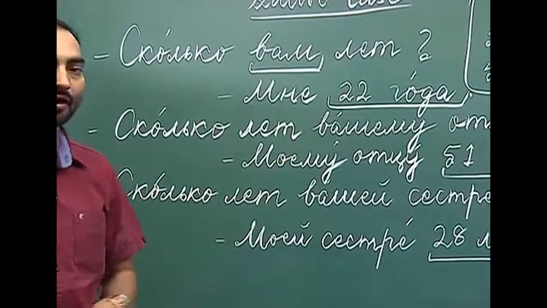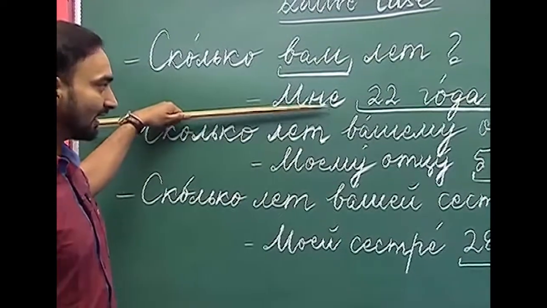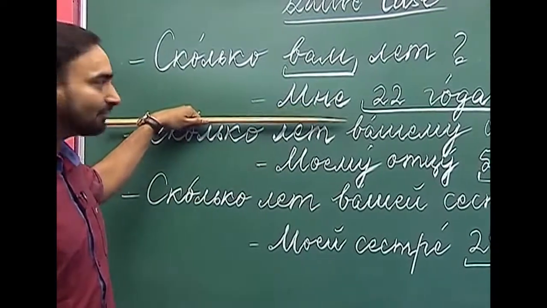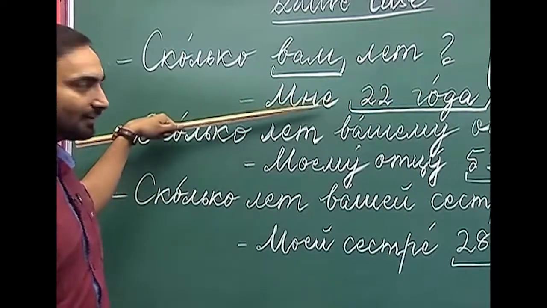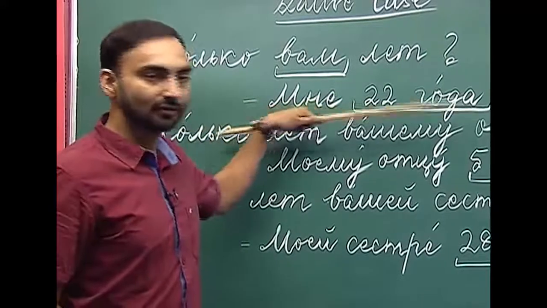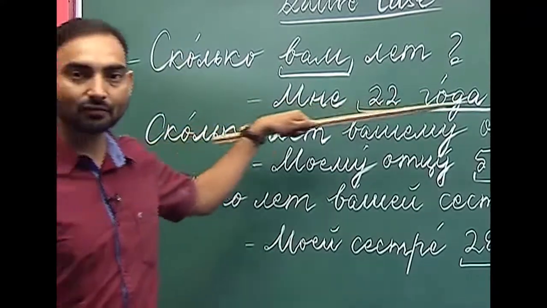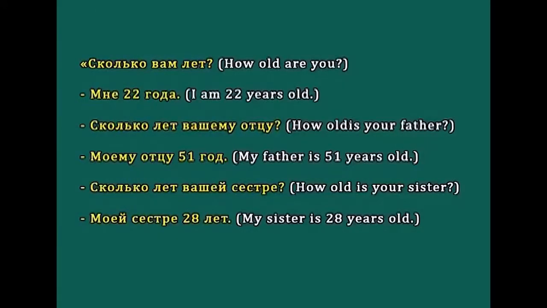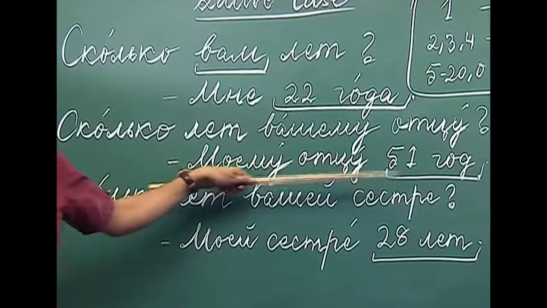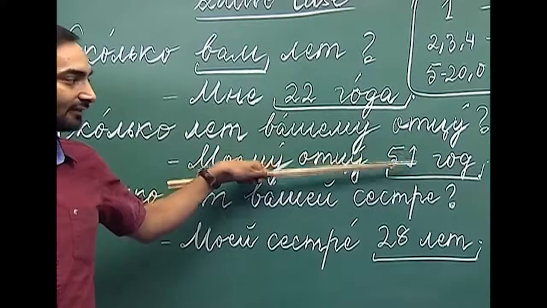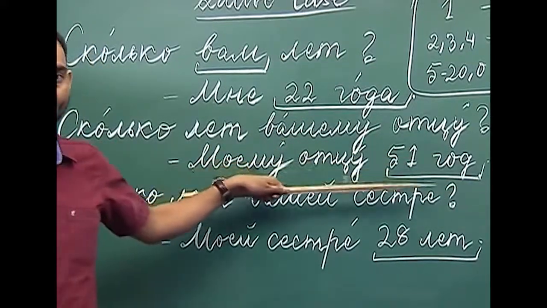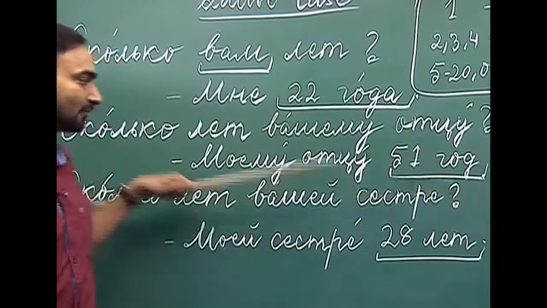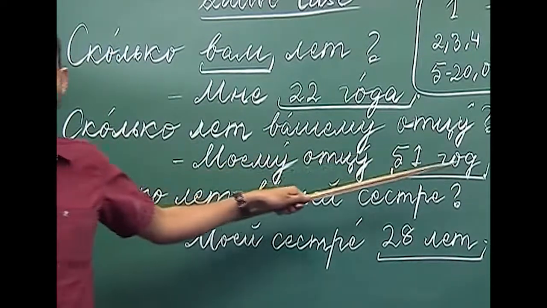"Skolka vam let", how old are you? "Mnye", again this "mnye" is in the dative case form. "Mnye 22 goda." I am 22 years old. "Skolka let vashamu atsu? Maimu atsu 51 god." So, my father is 51 years old.